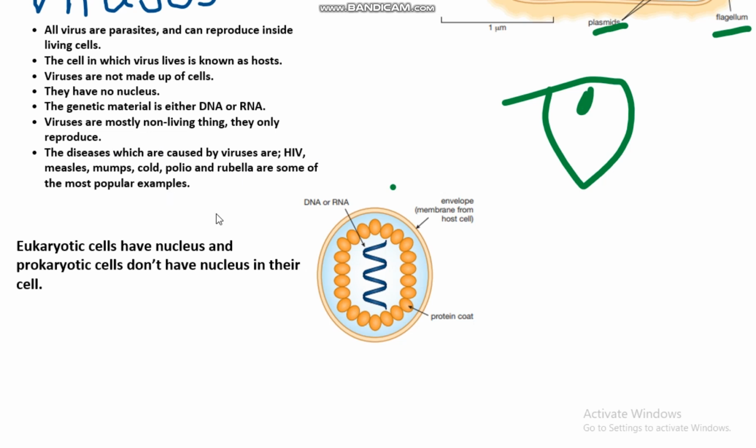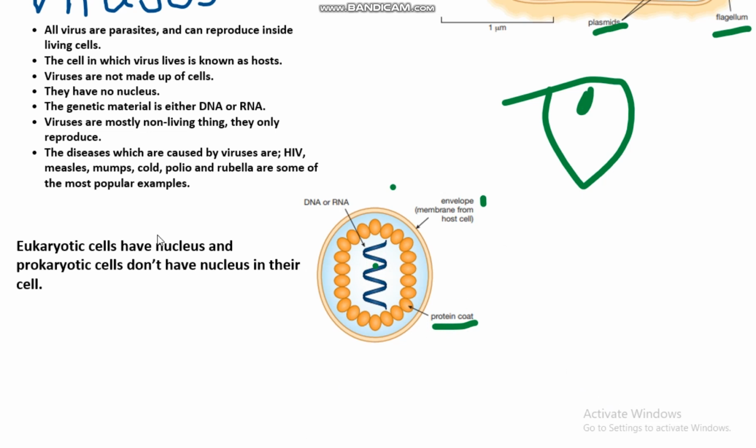And then they cause many diseases, like HIV, which causes AIDS, and measles, mumps, colds, polio, and rubella are some of the most popular examples of these diseases. The envelope in this diagram here allows it to gain entry into the host cell. And the protein coat protects the genetic information and provides shape for the virus. It protects the genetic material, the DNA or RNA, and keeps the virus in a fixed shape.